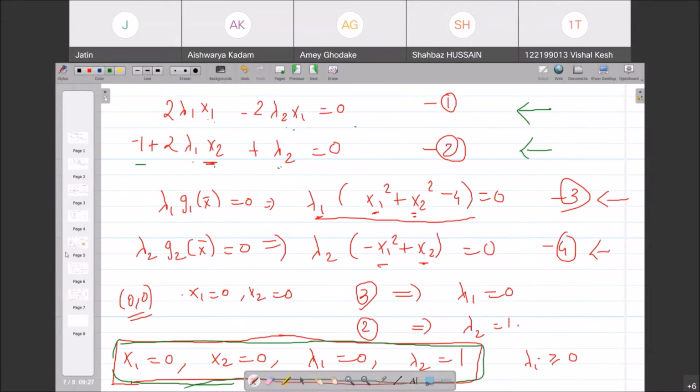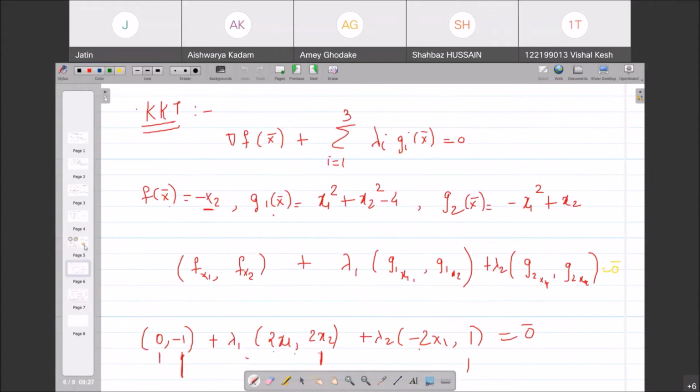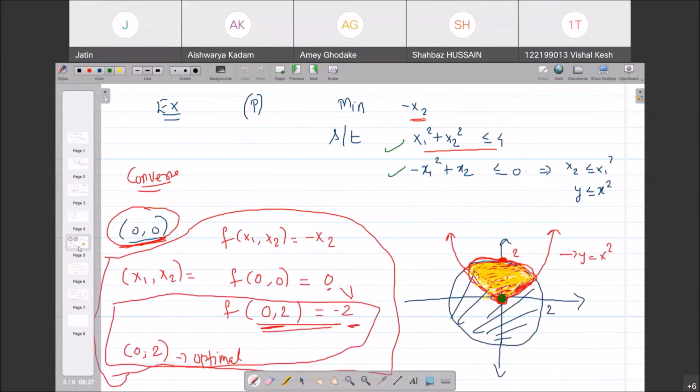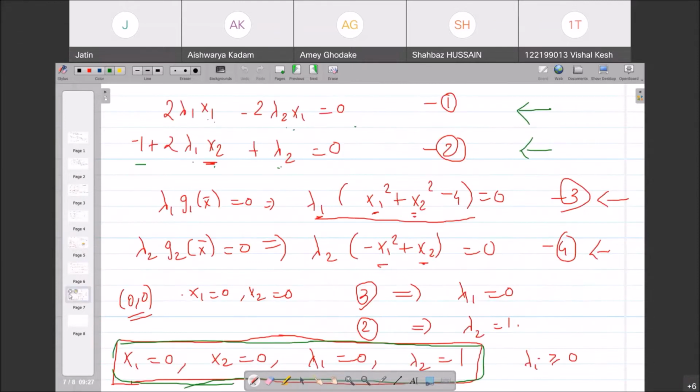But is this an optimal point? Answer is no. So we have seen that for this example, my 0, 0 satisfies the constraints. That means 0, 0 satisfies all the 4 KKT conditions, but it is not the point of minima.